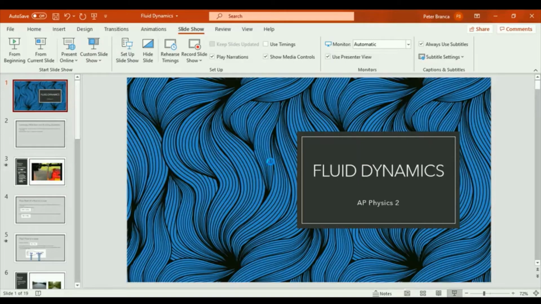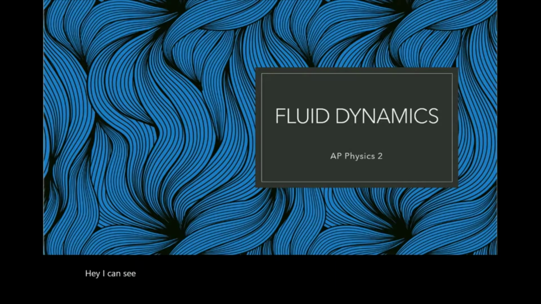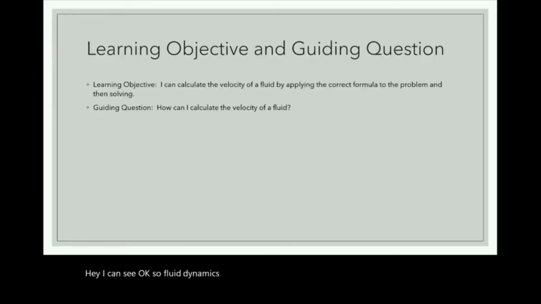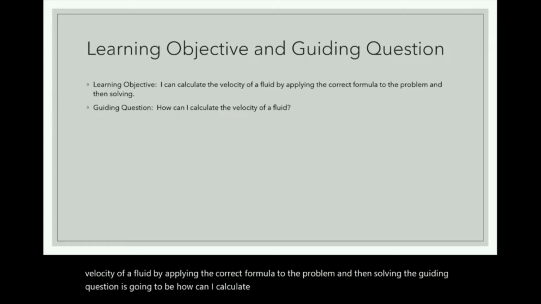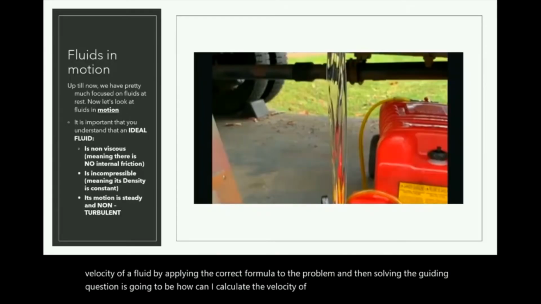We are going to start today with the second part of fluids. Let me get that to where y'all can see it. Okay, so fluid dynamics for AP Physics 2. The learning objective is I can calculate the velocity of a fluid by applying the correct formula to the problem and then solving. And the guiding question is, how can I calculate the velocity of a fluid?